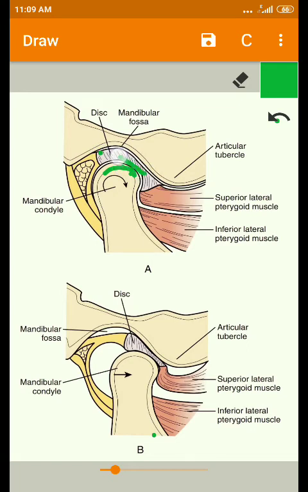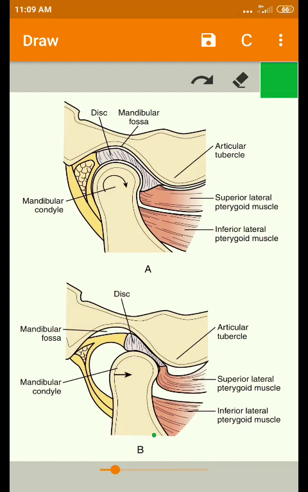Posterior rotation of the disc on the condyle, or anterior rotation of condyle on the disc. Okay, so both are the same. You can mention it in both ways.